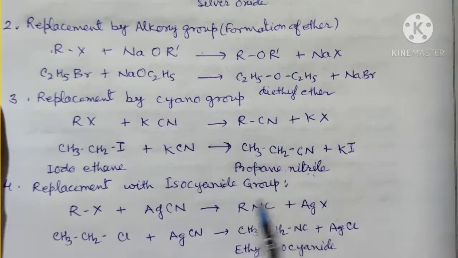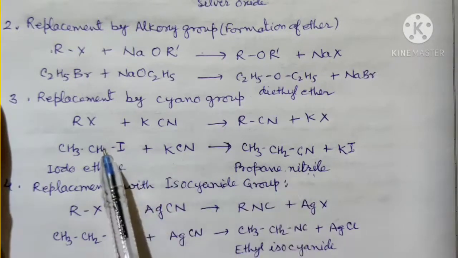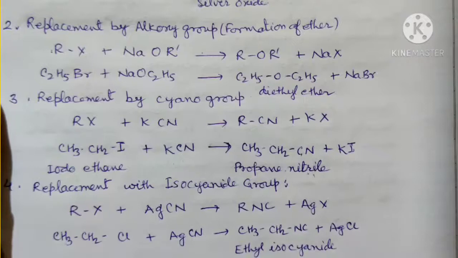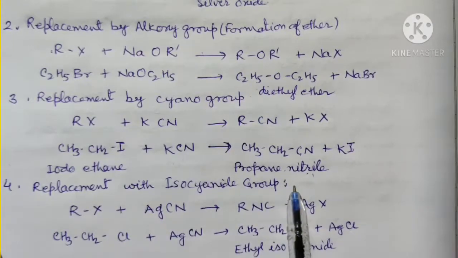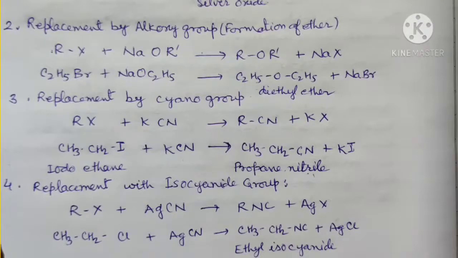So the halogen atom can be replaced by the cyanide group and the product will be alkane nitrile. Now the fourth is replacement with the isocyanide group. We can also replace the halogen by the isocyanide group. On reaction with alcoholic silver cyanide solution, haloalkanes give alkyl carbylamine or alkyl isocyanide as the major product, along with a small amount of alkyl cyanide.